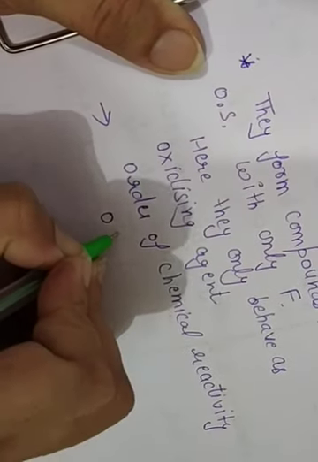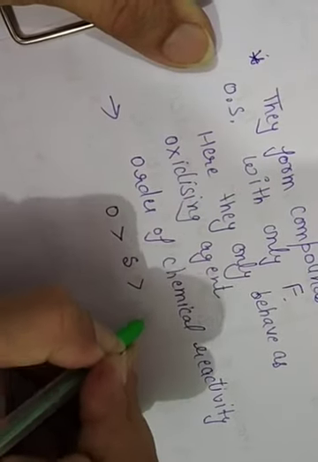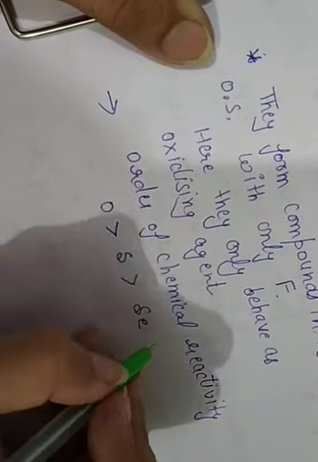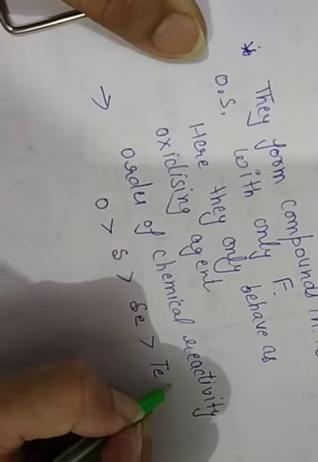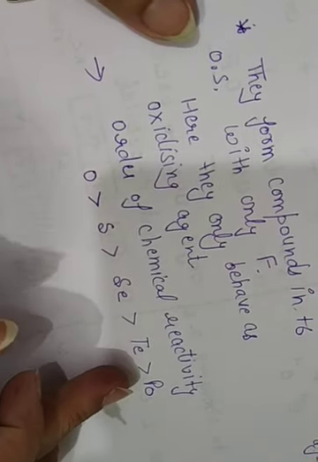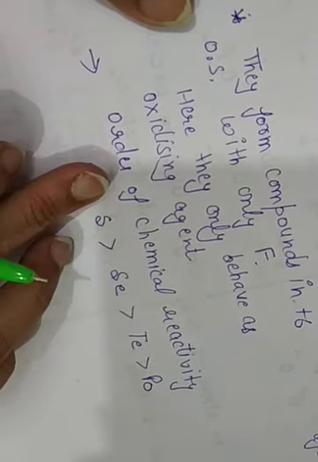Next, if we discuss the order of chemical reactivity of group 16 elements, oxygen is the most reactive element of group 16. Then reactivity decreases, as they have a greater tendency to accept two electrons, and this tendency decreases as we move from top to bottom in the group. Hence chemical reactivity also decreases as we move down the group.